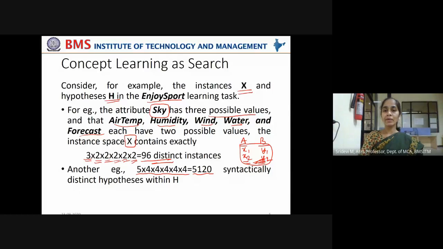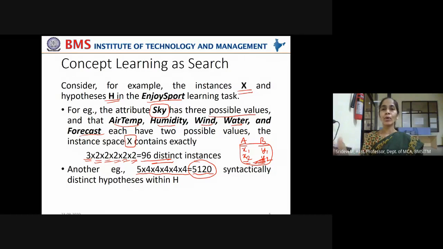Initially, there may be 5120 combinations of these attributes according to the number of categories it has. But slowly the machine tries to generalize it and finally arrive at a more general hypothesis. Got it?